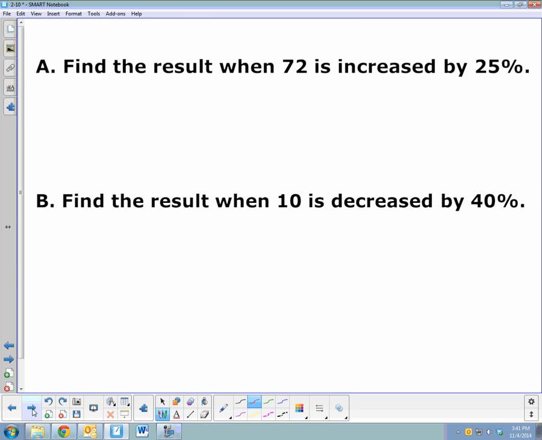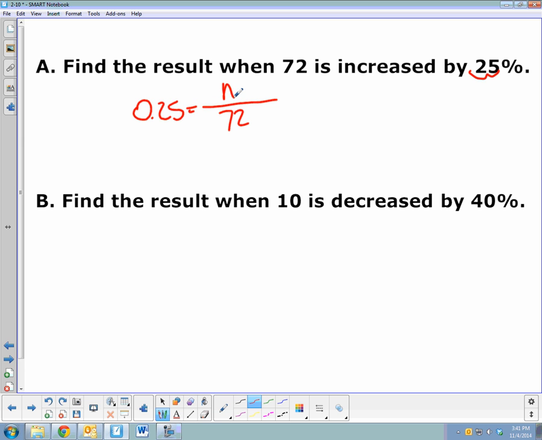All right, try these two on your own, and then I'll work through these last two. I'm going to assume you paused it, and I want to hurry up here so I don't have too long of a video. Find the result when 72 is increased by 25%. Again, we can set it up in a couple different ways. I'm going to choose the equation for this one. I'm going to make it into a decimal, 0.25 equals. I know the original was 72.